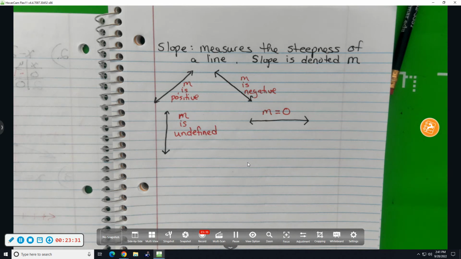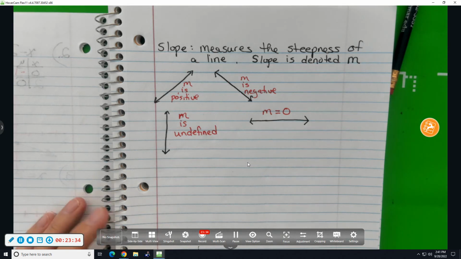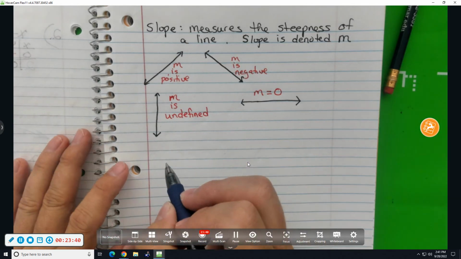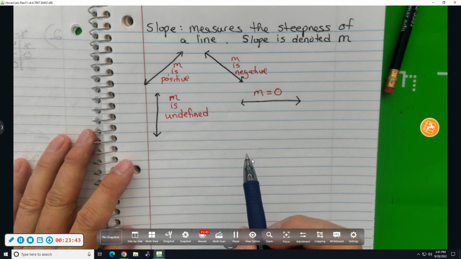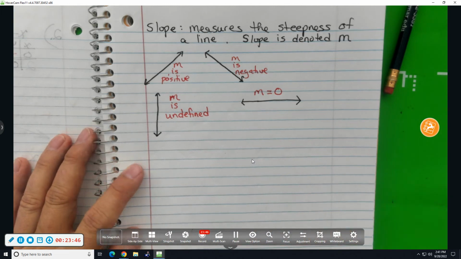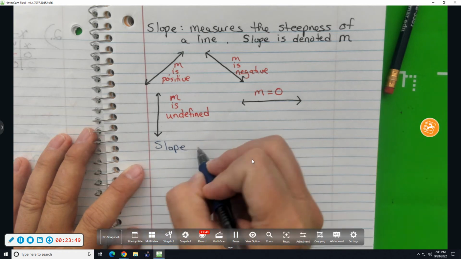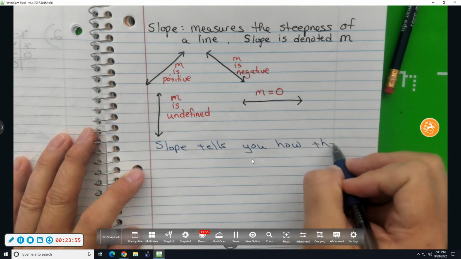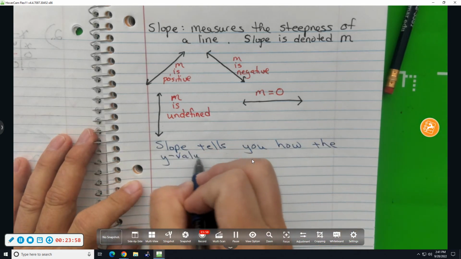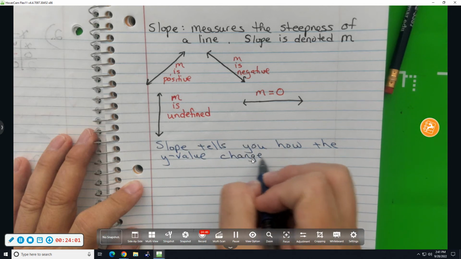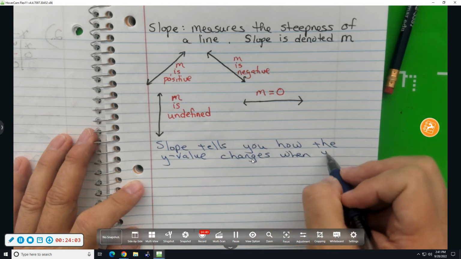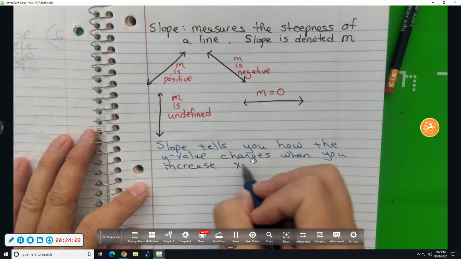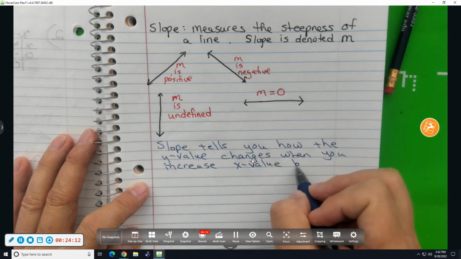I don't think I said this yesterday, but I'll say it today. Another interesting fact about slopes: the slope tells you how the y value changes when you increase the x value by 1 unit.